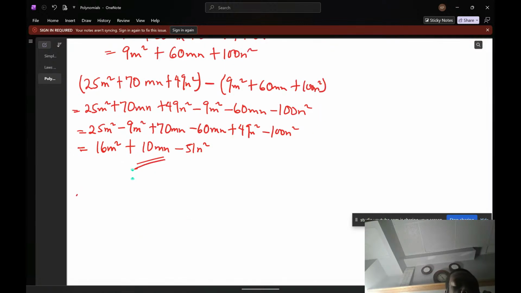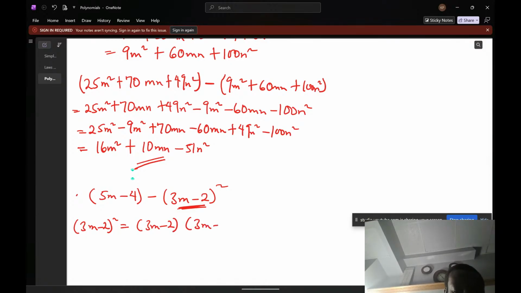So now let me do another one. Let's say this is 5m minus 4 minus, into, 3m minus 2 squared. Okay, so let's just do this one first. Let's just open a bracket and then use the minus to open it. So 3m minus 2 squared is equal to 3m minus 2 into 3m minus 2.